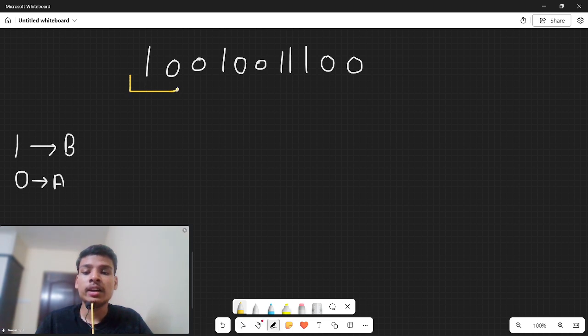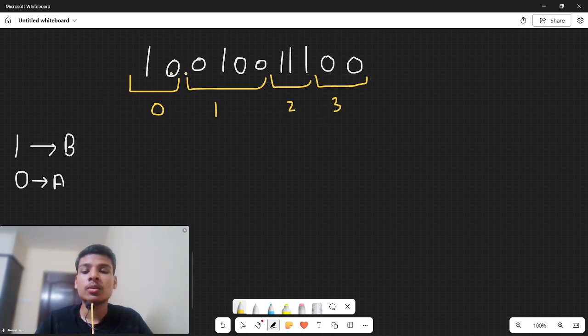For example, I divided it in this part, this part, this part, and this part. Now I will give a score to each and every part in which I have divided. So what is the score? The score will be 0-based indexing. That is, this is 0, this is 0, this is 1, this is 2, and this is 3.